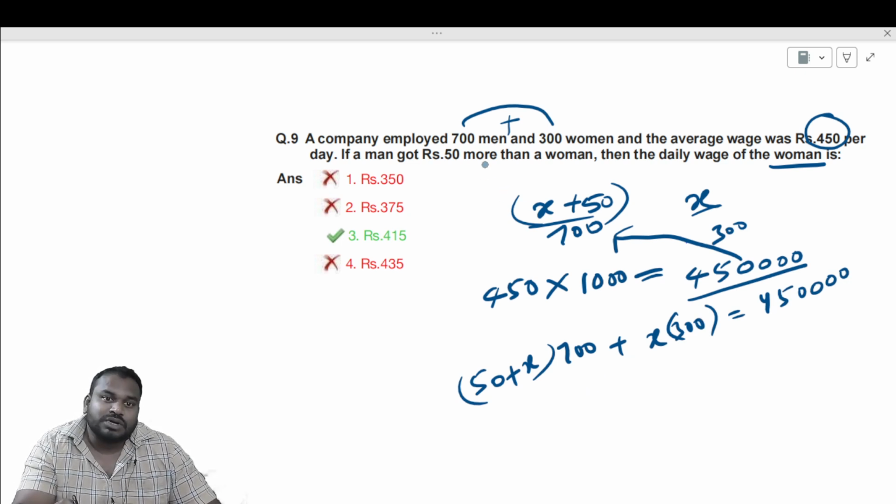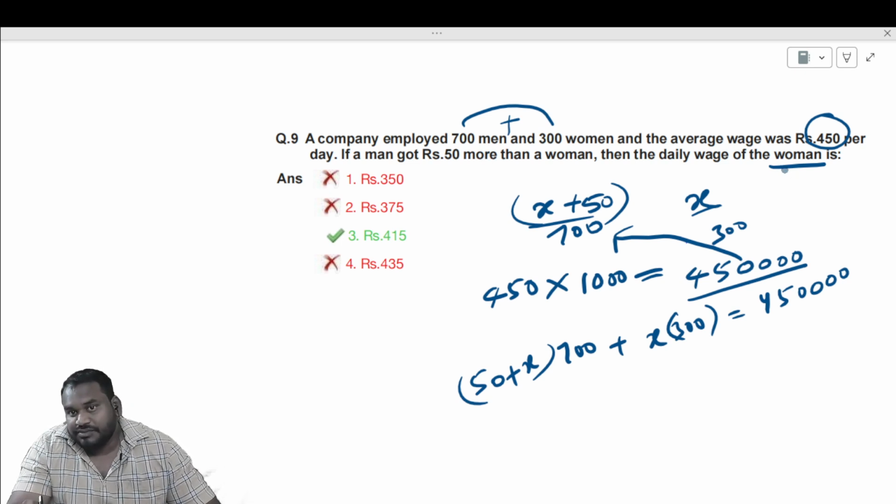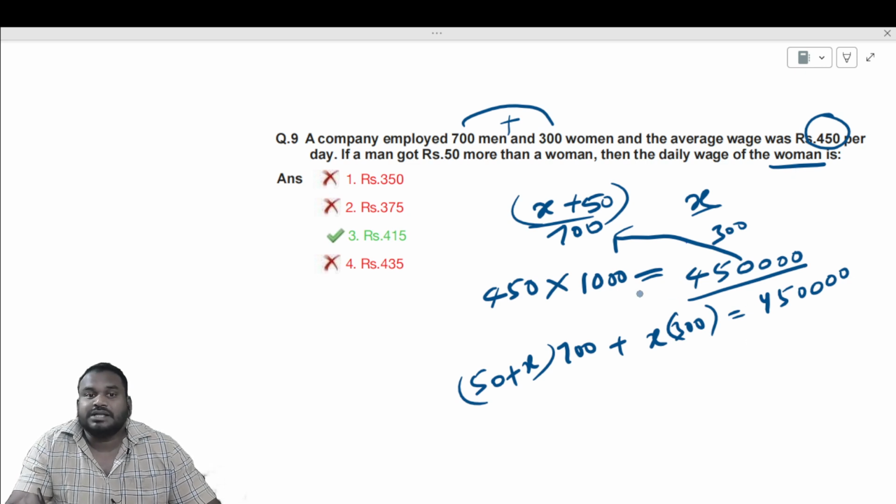Why am I not assuming the value of men's salary as x? Because if you assume the woman's salary as x, you will get the answer directly. Otherwise, you will have to subtract 50. Why have that problem?